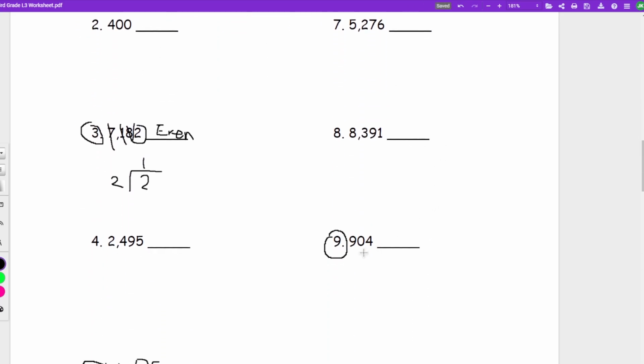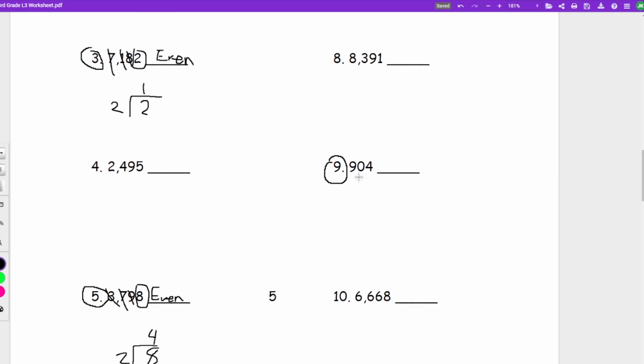Number 9, I'm going to look at this last number, 4. Remember, I don't care about the 9 or the 0, I only care about this last number. And if I check, is 4 divisible by 2? Yes, it is, and there are no remainders, so it is even.